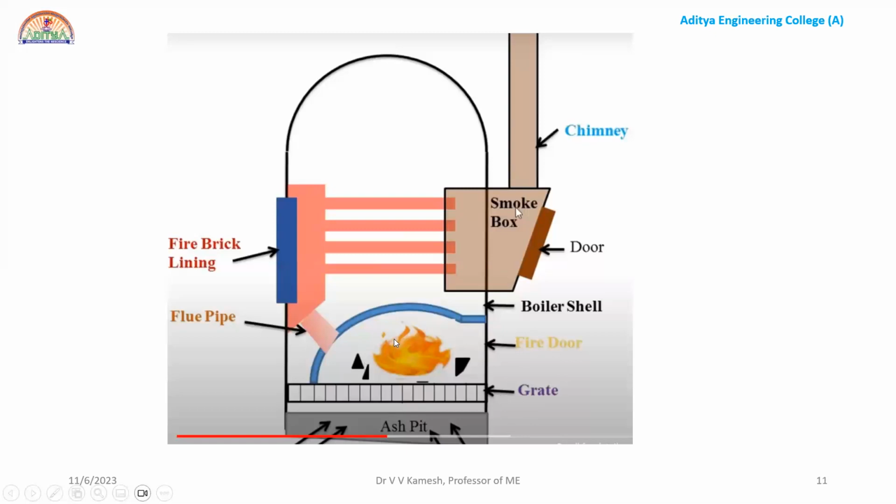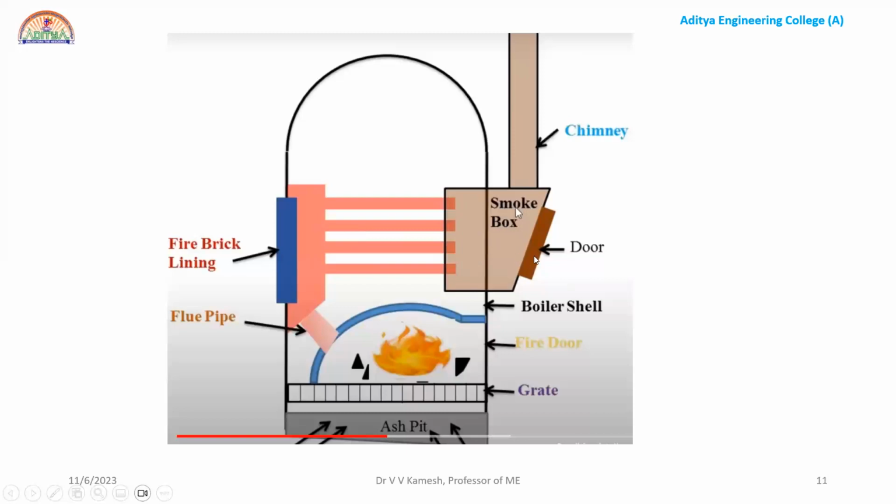Now, after the flue gases are generated, they need to pass through the tubes, right? So there is a flue pipe arranged here, and the pipes, that means flue gas pipes, here it is given as 4 pipes, and you may have five pipes or 10 tubes, whatever you like. Okay. And these pipes pass through a smoke box, and from the smoke box the gases go to the chimney. And there is some door, right?